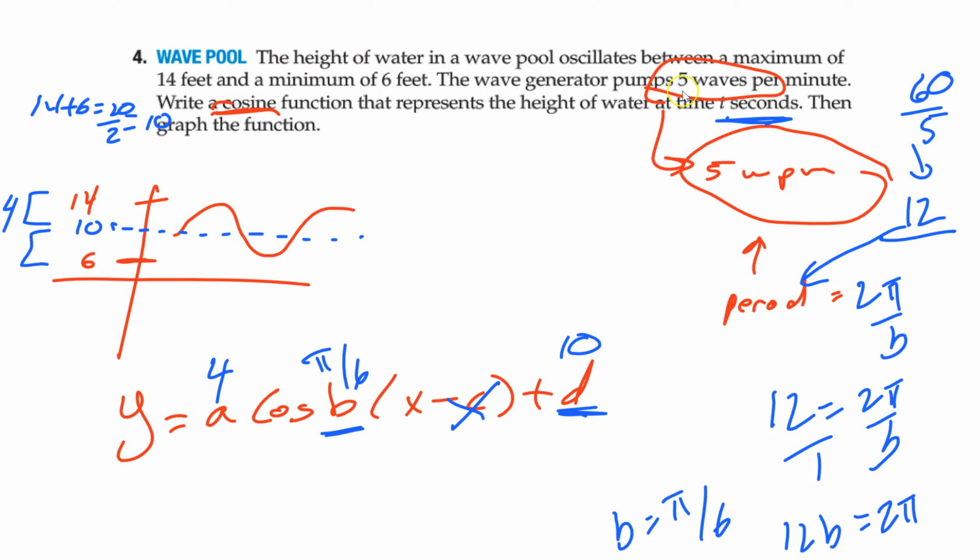So they said they have 5 waves per minute. We're talking about seconds here. So 5 waves per minute means I have to figure out how long is one wave. There's 60 seconds in a minute. 60 divided by 5 is 12. So it takes 12 seconds to do one wave.